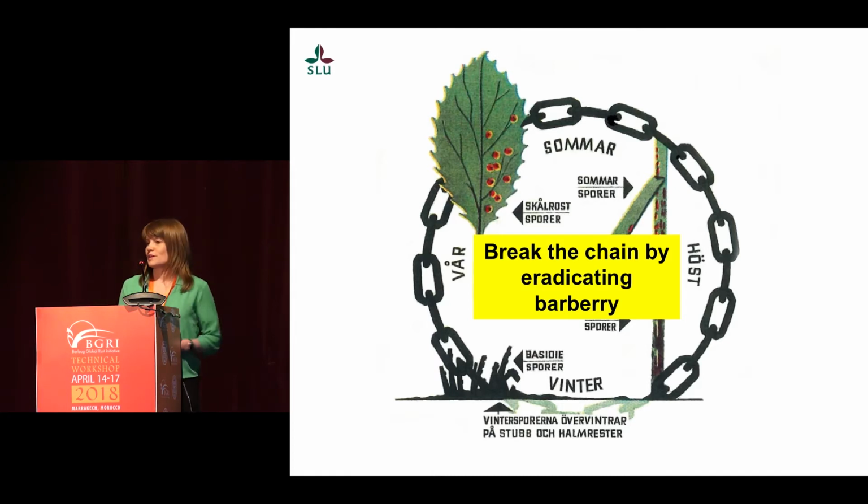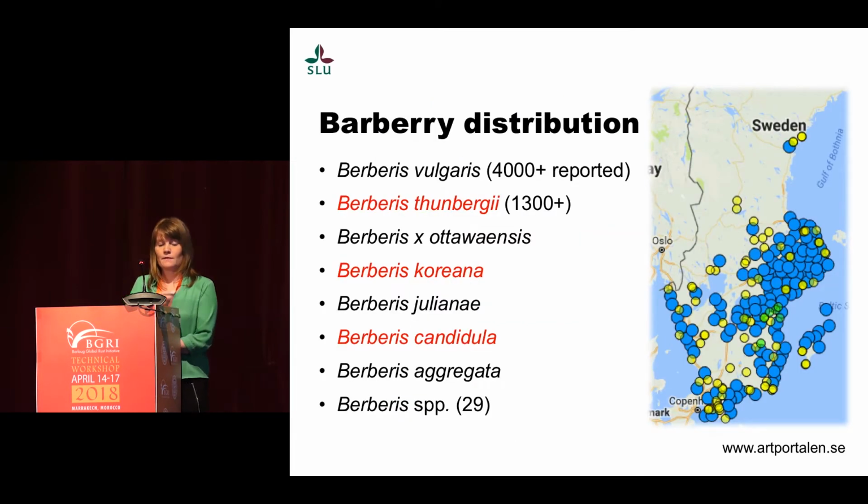But of course, to be able to fight the disease, the main method was to eradicate the barberry, because then you took away the overwintering possibility. In Sweden there was a law of barberry eradication, similar to the UK. It was in force from 1918 until 1994, and since 1994 the number of barberry plants has increased in the country.